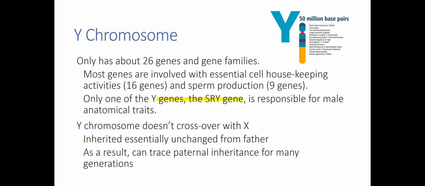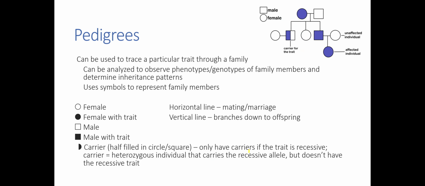Now, when we talk about homologs crossing over, like in meiosis, because we have two different chromosomes here, we're not going to see crossing over between the X and the Y. And so essentially that Y chromosome is going to be passed from father to son, and then down to the grandson, and then down to the great-grandson. For the most part, it's going to remain unchanged. And so this does make it easy to trace the lines through fathers to sons and down further generations. All right, and that's going to take us to pedigrees.